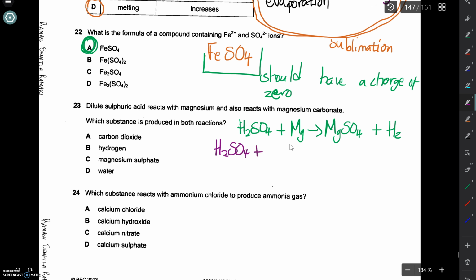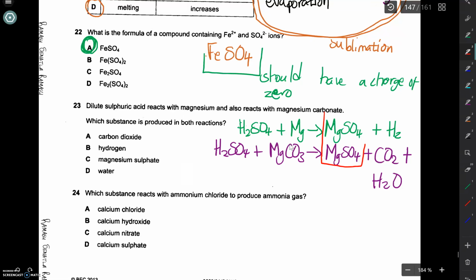And when sulfuric acid, H2SO4, reacts with magnesium carbonate, that's MgCO3, what is produced is magnesium sulfate, carbon dioxide, and water, that's H2O. So the substance that is produced in both reactions is magnesium sulfate. So then your answer there will be C, magnesium sulfate.